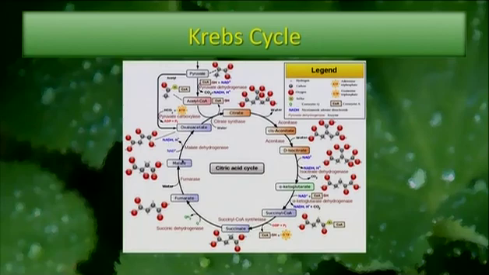So 3 NADH are produced, 1 FADH2 is produced. Just remember that NADH and FADH2 are just electron carriers. They carry electrons from glycolysis and also from the Krebs cycle to the electron transport chain.